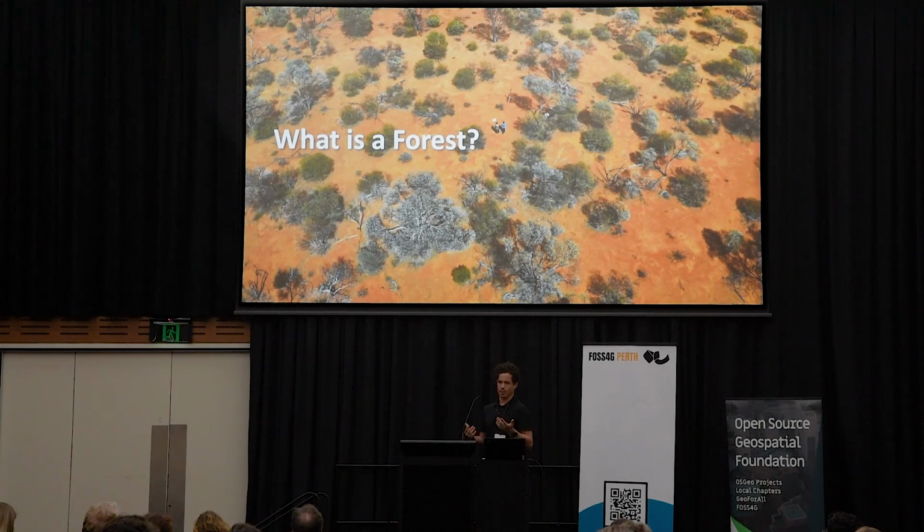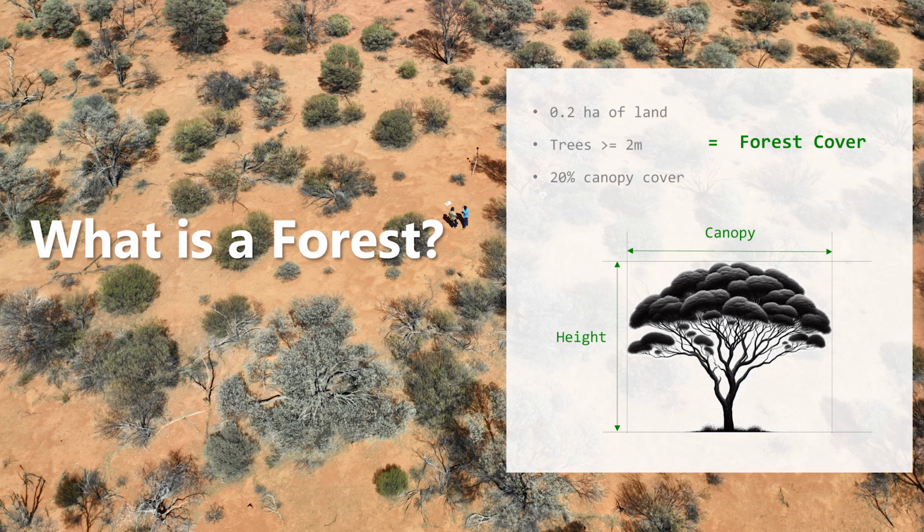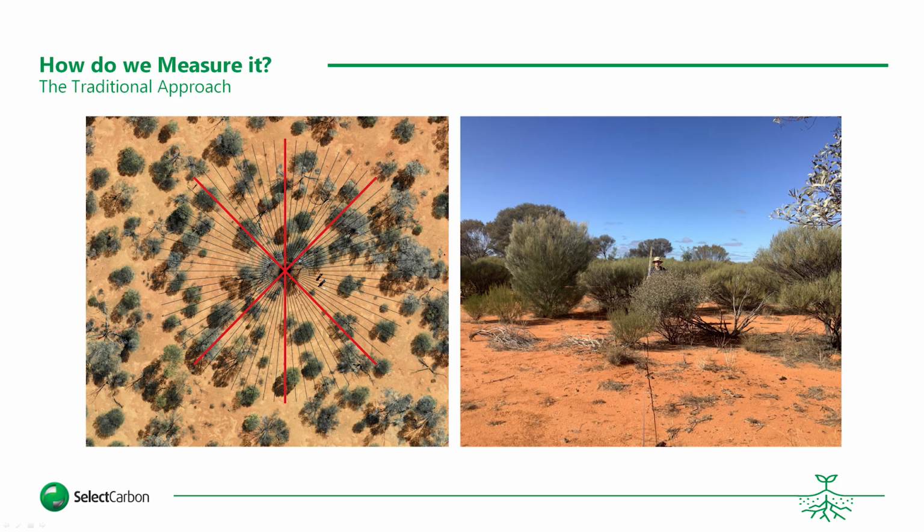But sometimes we need to have a definition of what is a forest and what's not, so that we can measure where forests exist and where they might regenerate in the future. So to do that, we have a definition called forest cover. And in Australia, that's defined as 0.2 hectares of land with trees greater than 2 meters in height, contributing to a canopy cover of at least 20%.